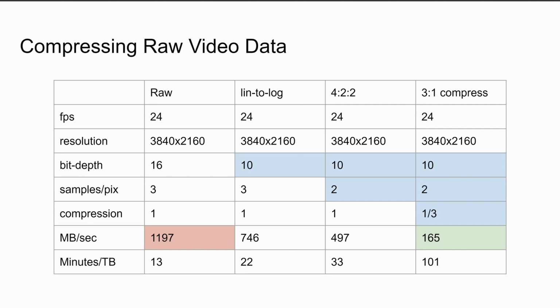And at the bottom, you see the reduced file size and the number of minutes you could store on a 1 terabyte hard drive. So the lin to log conversion takes us from 16 bits of color depth down to 10. The 422 chroma subsampling effectively makes us go from 3 samples per pixel down to 2. And then the 3-to-1 compression is just this straight compression that's applied at the end. And we go from only being able to store 13 minutes of data to over 100 minutes of data on a 1 terabyte hard drive.